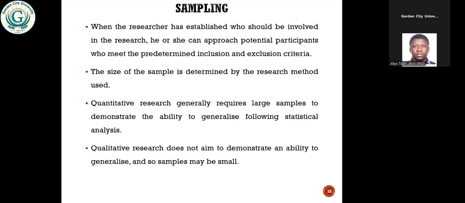And then we'll talk about quota sampling. Here, the population is also divided into groups, and the researcher decides how many people to take from each group. But the selection is not done randomly. Sometimes when you divide them into groups, some groups will probably have more subjects than others. So we select the participants based on the quota.